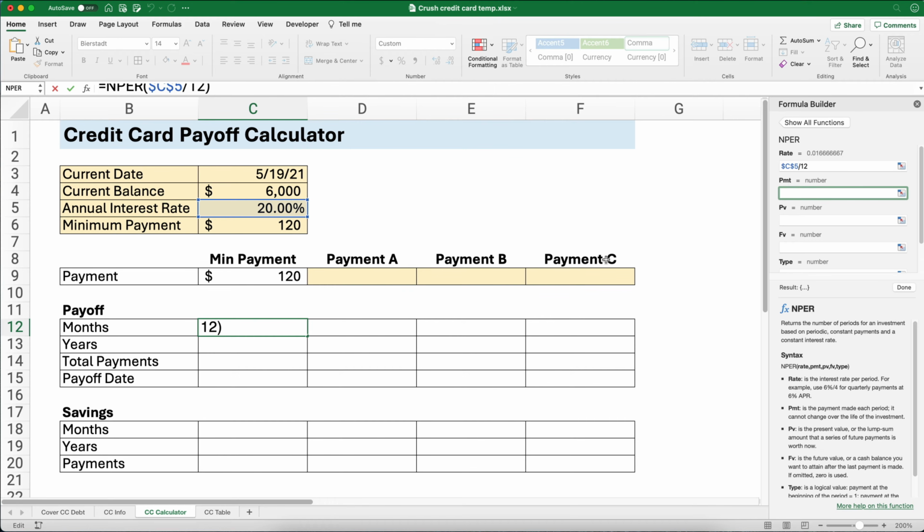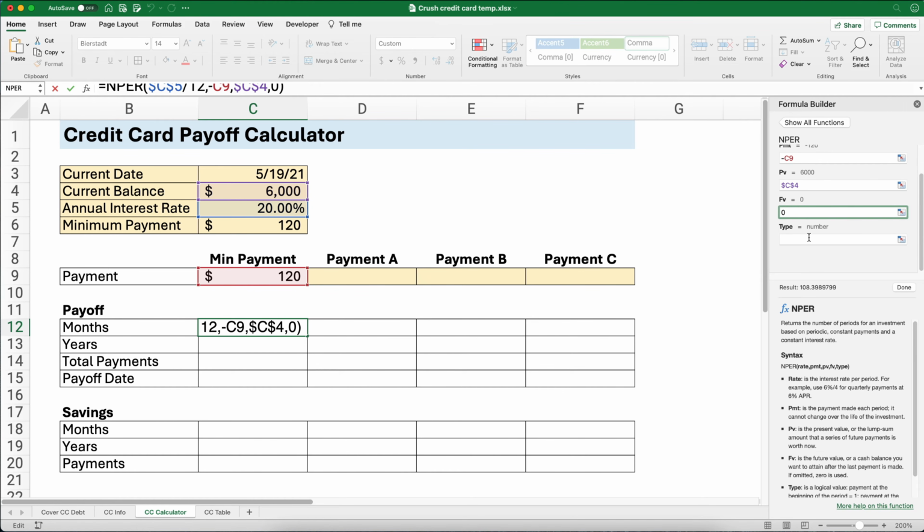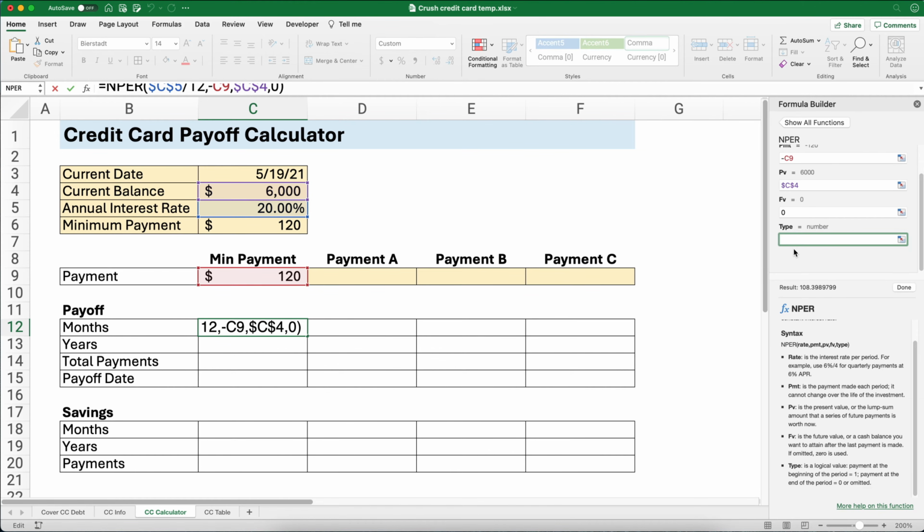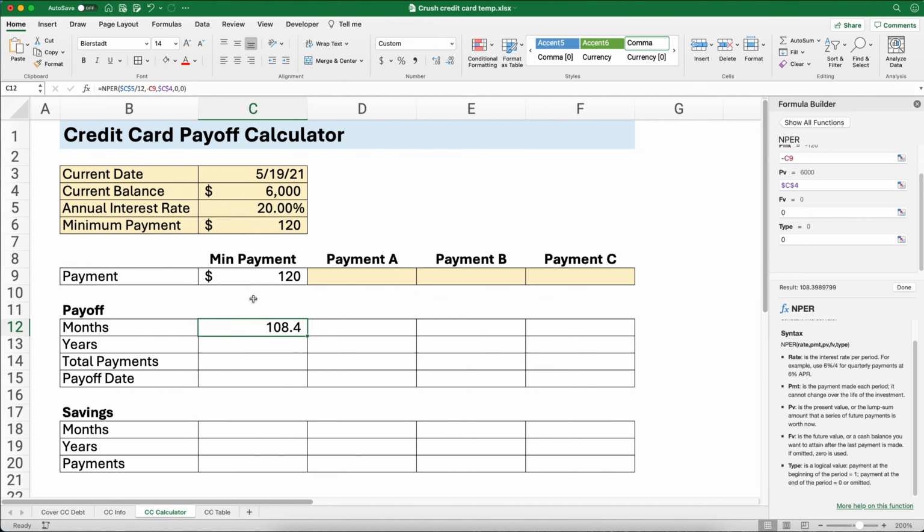The payment, I'm going to point to the $120 here. And I'm going to make it negative because I'm going to make the present value positive. Make the present value positive, make it absolute. The future value, I'm just going to type in 0 because we're trying to pay this off where the balance is 0. And the type, you'll see the type is payments happen at the end of the period. We're assuming we're making payments at the end of each month, basically. So it's going to take 108 months.